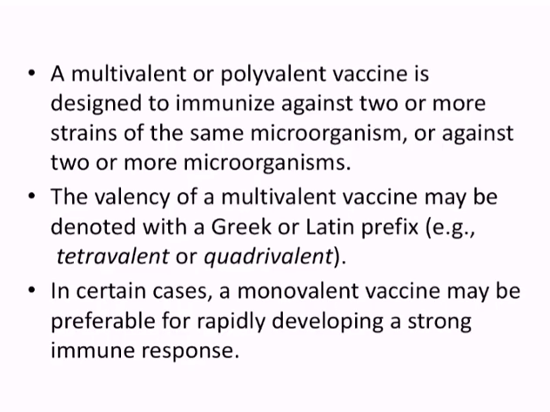A multivalent or polyvalent vaccine is designed to immunize against two or more strains of the same microorganism, or against two or more microorganisms. The valency of a multivalent vaccine may be derived from the Greek or Latin prefix, for example tetravalent or quadrivalent, بعد ذاك على حسب عدد الفاكسين. But in certain cases, a monovalent vaccine may be preferable for rapidly developing a strong immune response.